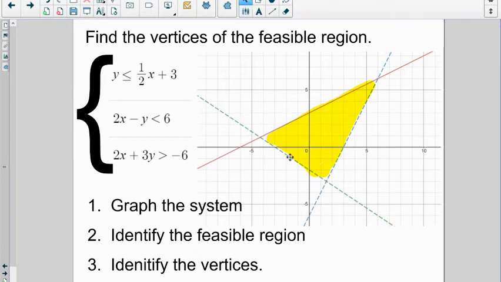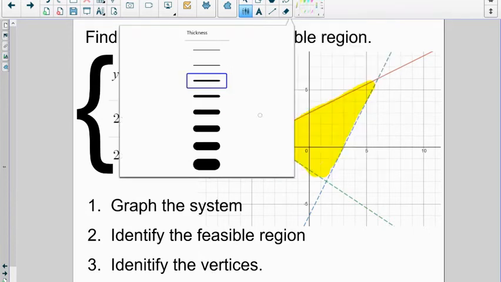Notice it's anything on the inside where it's shaded, and it's also along this edge, along this side, because that's the solid boundary line. Those are solutions. Anything on this dashed boundary line is not a solution. This dashed boundary line is not a solution. Okay, so what we're looking for next is the vertices. So we want to know what are the coordinates of these three corners that we have along our triangle.